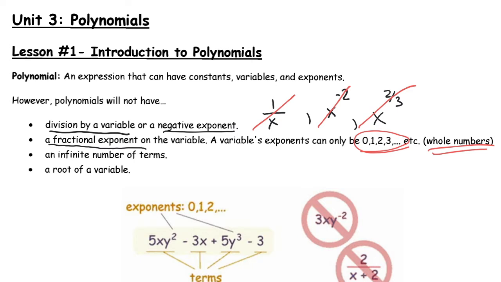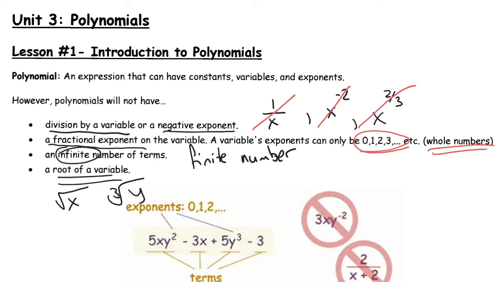Now, a polynomial will also not have an infinite number of terms. It will have a finite number. Although I hope at some point in your future you take a class where you study expressions that have an infinite number of terms. They have some really neat properties. That's not what our interest is right now. And you will also not see the root of a variable, like a square root of x or a cube root of y. Neither one of those is going to show up in a polynomial.